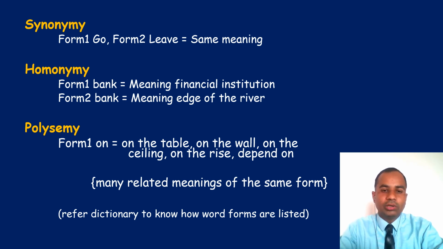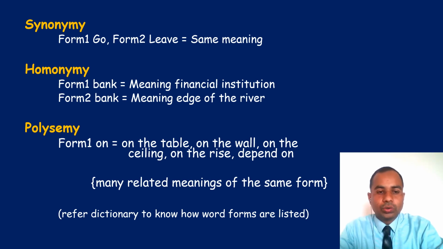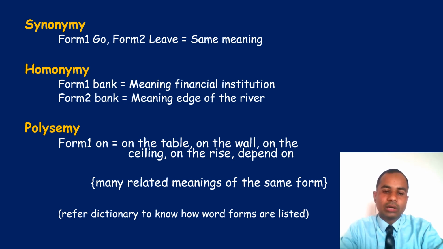Then homonymy, we have already discussed. Bank is a financial institute, and bank is the edge of the river. In polysemy, I have already said: on the table, on the wall, on the ceiling, on the rise. Prices are on the rise. So like that, and depend on something. They have a similar kind of meaning, but there is a little difference in the senses. So if you want to know the details of how these different forms are listed and made entries in the dictionaries, you can refer to any of the dictionaries.